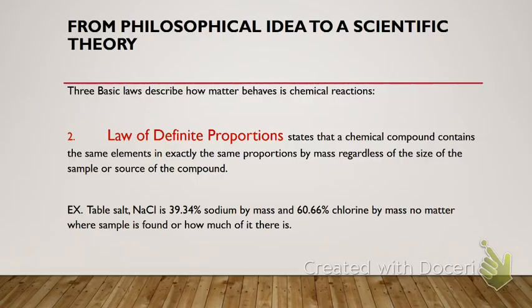The second one is the law of definite proportions. We talked about that in chapter 1, but basically it's stating that chemical compounds contain the same fixed ratio regardless of how much of the compound or where I got the compound. So for instance, sodium chloride, which is table salt, is a little over 39% sodium by mass and a little over 60.5% chlorine by mass all the time, every day, twice on Sunday.